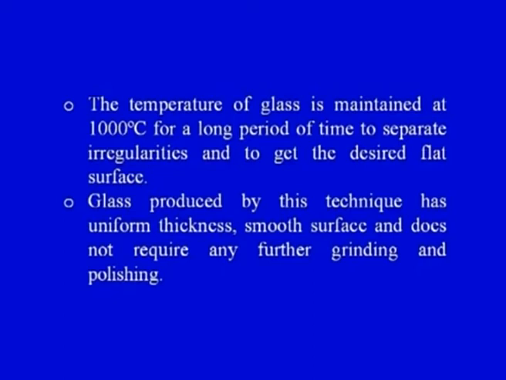Glass produced by this technique has uniform thickness. Now these are the advantages of this process. The flat glass which is made by this process has uniform thickness, smooth surface and does not require any further grinding and polishing. So the surface finish that we get is very good in this flat glass processing technique. So the quality that we are getting is good and the thickness is uniform, and therefore this process is widely used for the processing of flat glass.